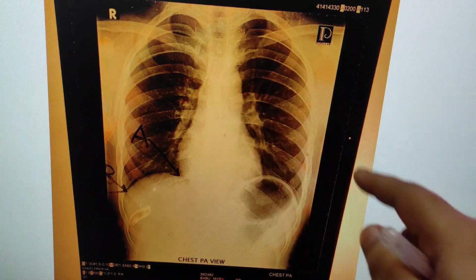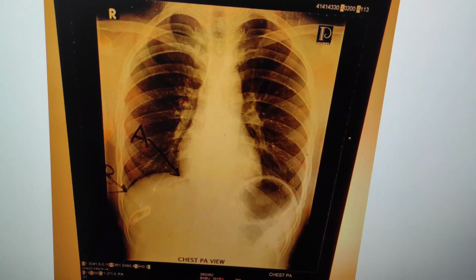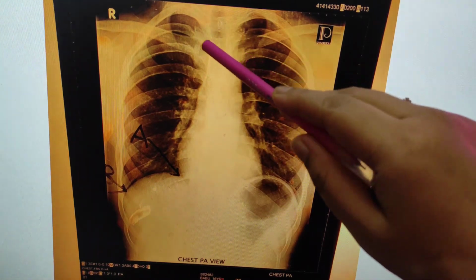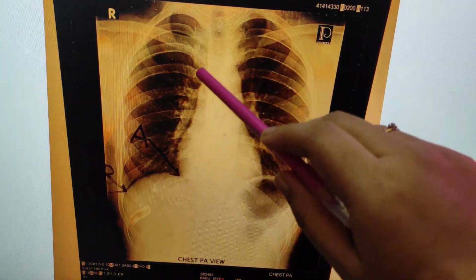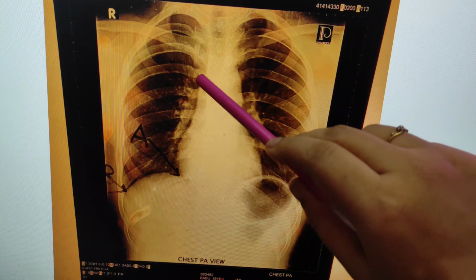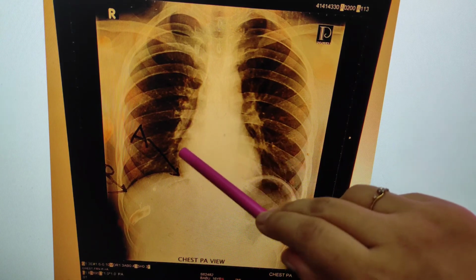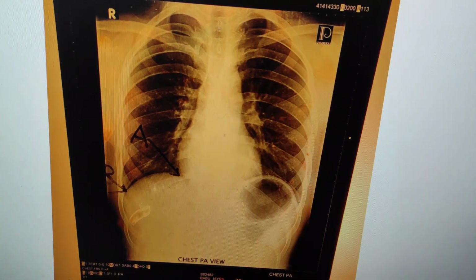And so in X-ray, this is the right border of the heart, which is formed by the brachiocephalic vein, superior vena cava, right atrium and inferior vena cava. But in the viscera, the right border is formed by the superior vena cava to the inferior vena cava. It extends from the superior vena cava to the inferior vena cava.